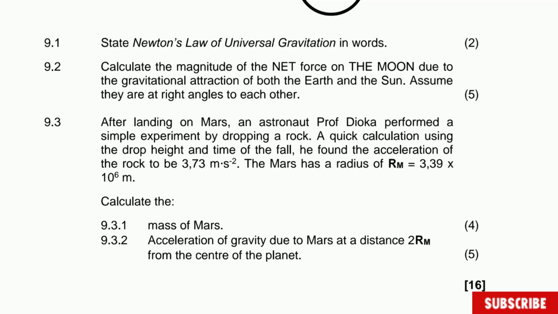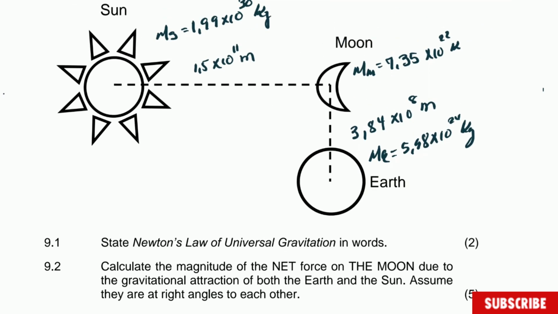Question 9.2, calculate the magnitude of the net force on the moon due to the gravitational attraction of both the earth and the sun. Assume they are at right angle to each other. So exactly at right angle. Here we are, and we're going to do this one real fast, but let's do a small drawing here. Remember, all these objects are attracting each other, but we only worry about the moon.